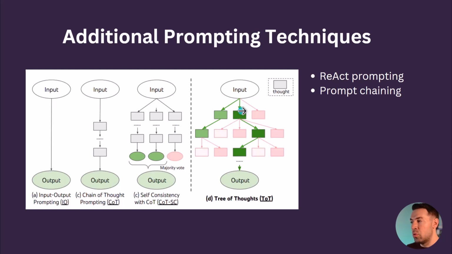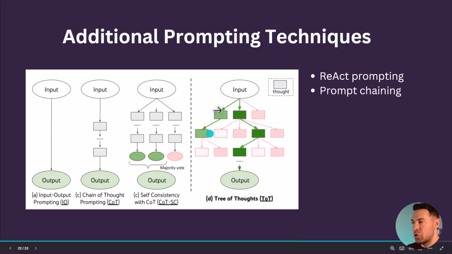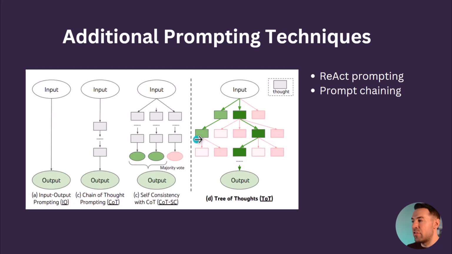It'll find a route through that it likes better than with original chain of thought prompting, where once it got here, because it was greedy, it can't really go back. It would have to pick one of these two suboptimal options, and that would be your output. With tree of thought prompting, you can actually back up and encourage the model to try a different path until it finds one that it thinks is better.